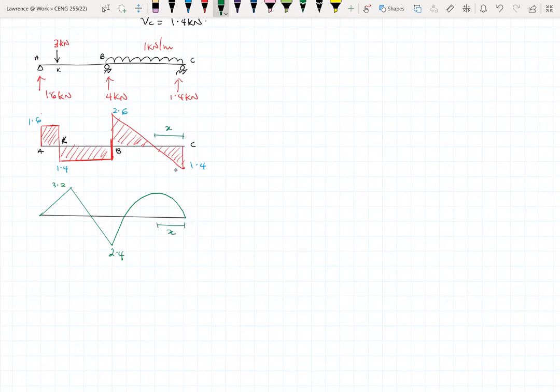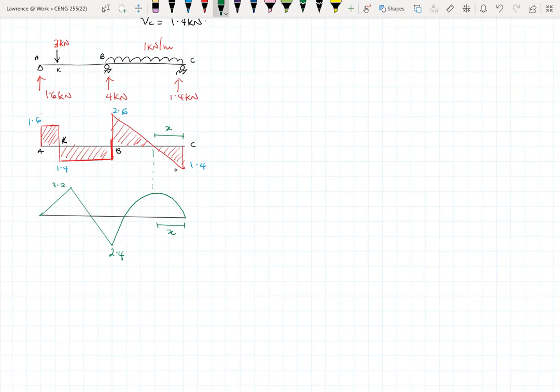Because they both will share the same value, where the shear is 0, there's maximum moment. So in this case, it's 1.4 minus 1 times x equals 0. So 1 times x is equal to 1.4. So x is 1.4. All right, so the length is 1.4.